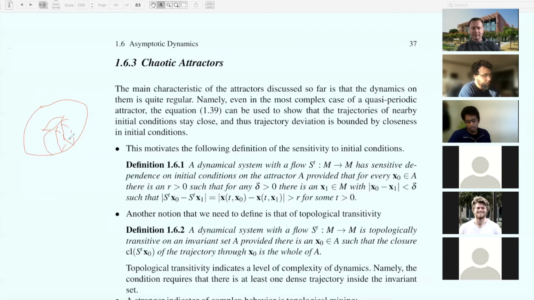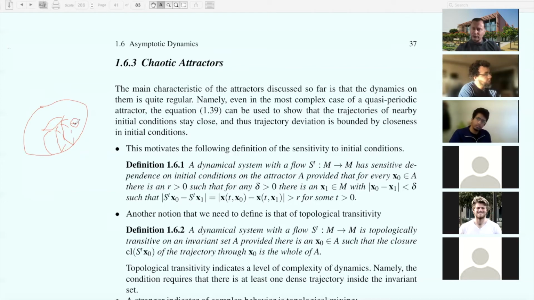Remember that I mentioned the dynamics is going to be dense. It's going to pass arbitrarily close to any point. What that means is that if you look at any given point on the torus, there is going to be a sequence of points on that trajectory that converge to that point on the torus, even though it's not on the trajectory, because the trajectory itself is dense.